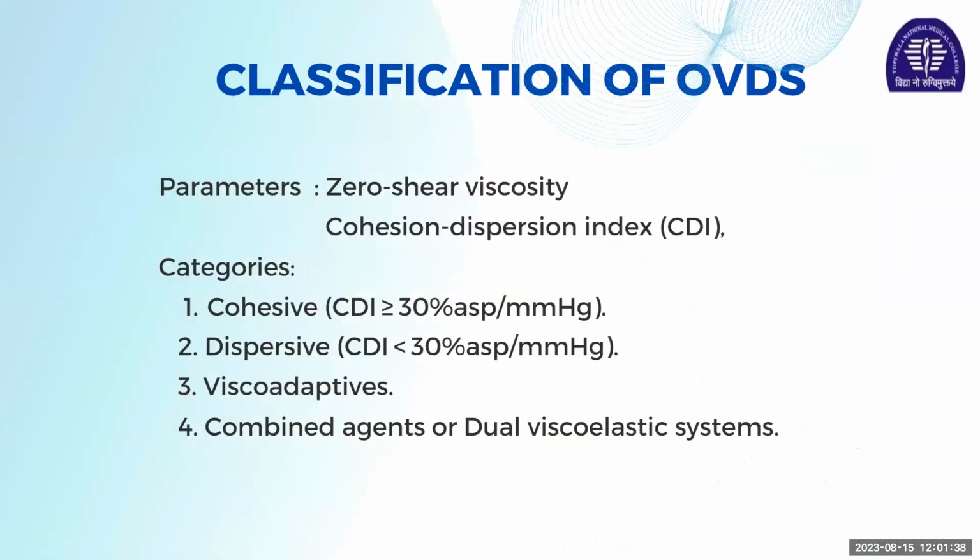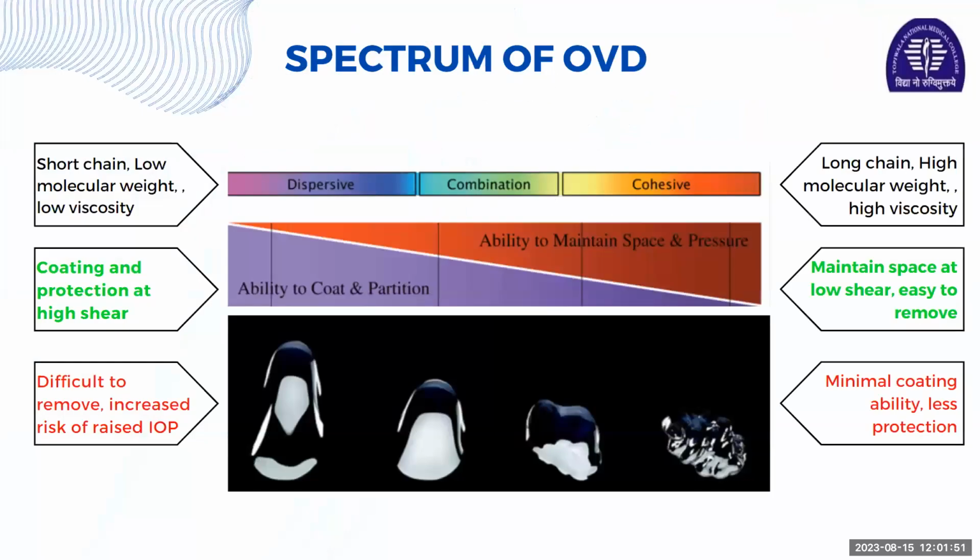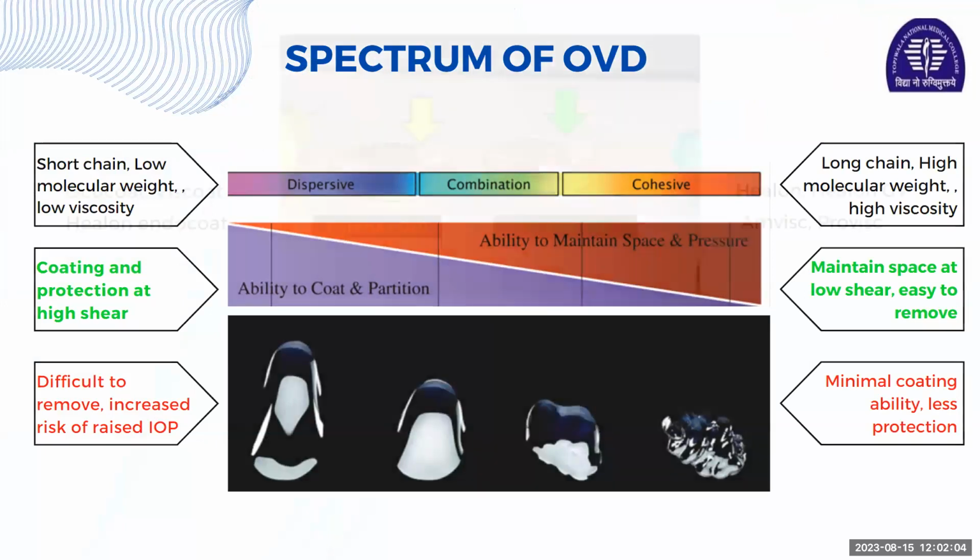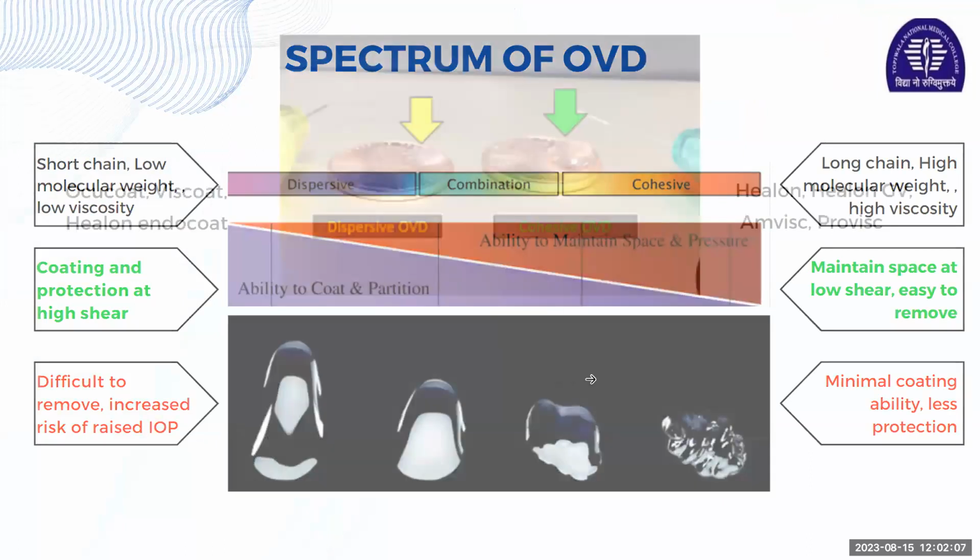Coming to classification of OVDs, based on the parameters of zero shear viscosity and cohesion dispersion index, it is classified into four broad categories of cohesive, dispersive, viscoadaptives, and combined agents. Coming to spectrum of OVDs, what are dispersives? They are short chain molecules with low viscosity and low molecular weight. They provide better coating and protection to the endothelium. Whereas cohesives are long chain molecules with high viscosity and they tend to maintain the space. Now we can see here properties of dispersive and cohesive agents.